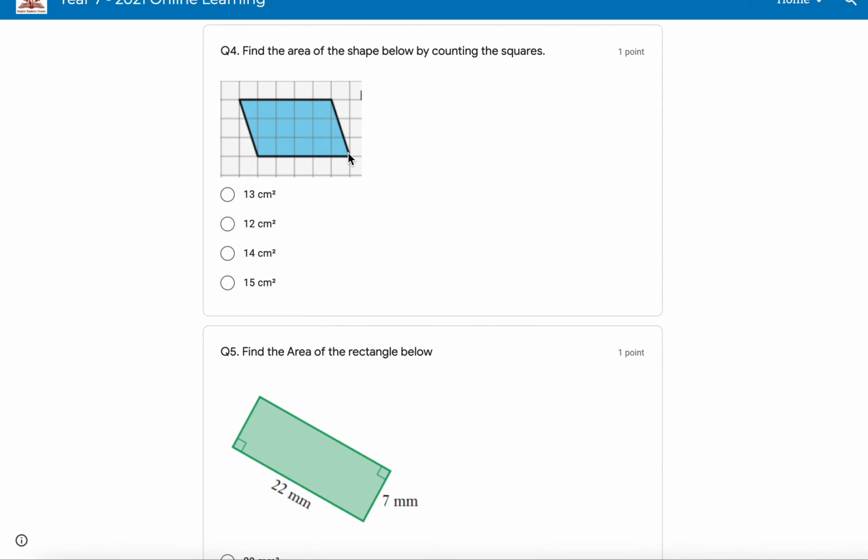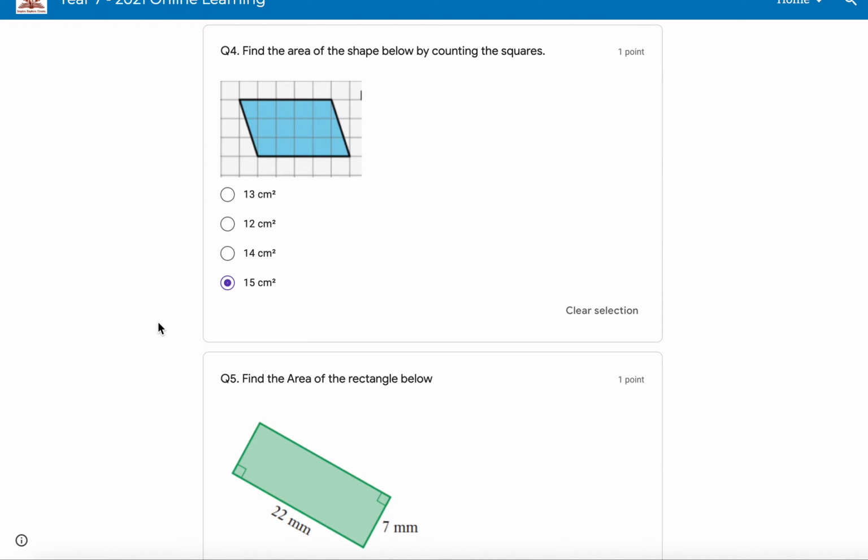square centimetres, okay? And then we just need to add up the normal squares that we can see. So 1, 2, 3, 4 going across, and 1, 2, 3 going down. So it's 4 times 3, which is 12. And then we need to add on the 3 square centimetres that we found before. So 12 plus 3, 15.